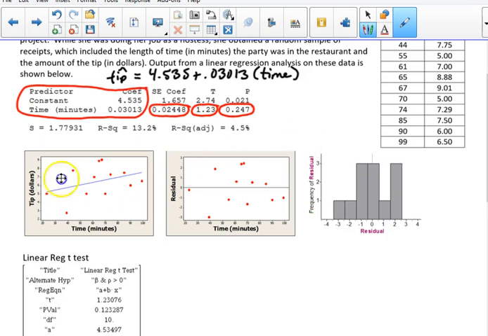We have some graphs here. There's the scatter plot of time versus tip. Here is the scatter plot of the residuals, and here is a histogram of the residuals. So thinking through the conditions, which I'm going to just say pretty quickly, we have the linear condition. It looks like the data is fairly linear. We see no obvious bend in the residuals, so we've satisfied our linear condition.